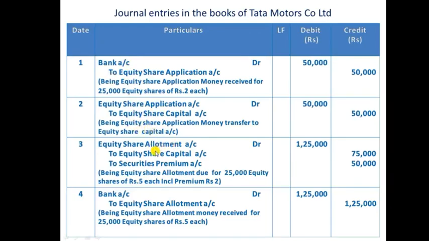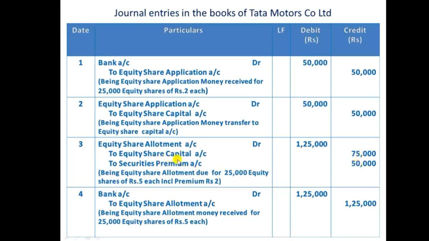Before receiving the second installment, the company will transfer the allotment money to equity share capital as well as premium. So we record equity share allotment account debit 1,25,000, and this 1,25,000 is including premium. Now we need to separate the premium and the capital: to equity share capital account 75,000 and to securities premium account 50,000. So this entire 1,25,000 we divided into 75,000 for capital and 50,000 for securities premium.